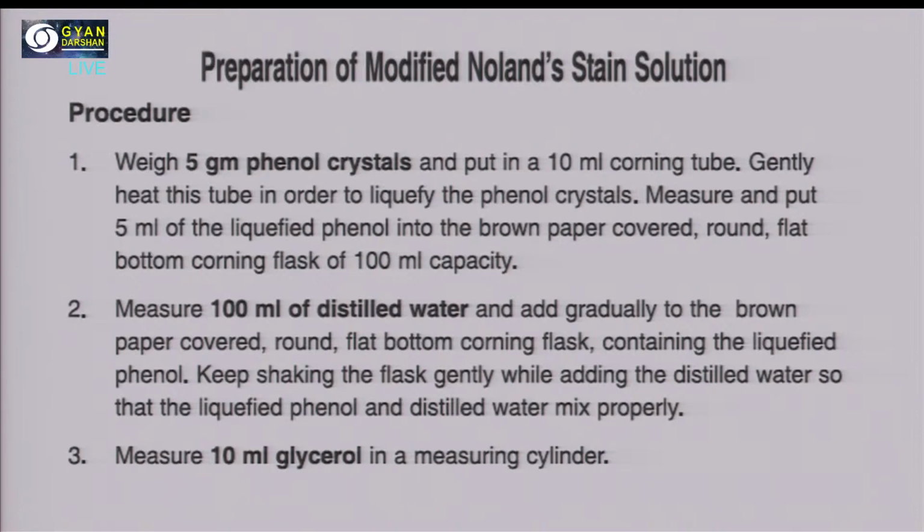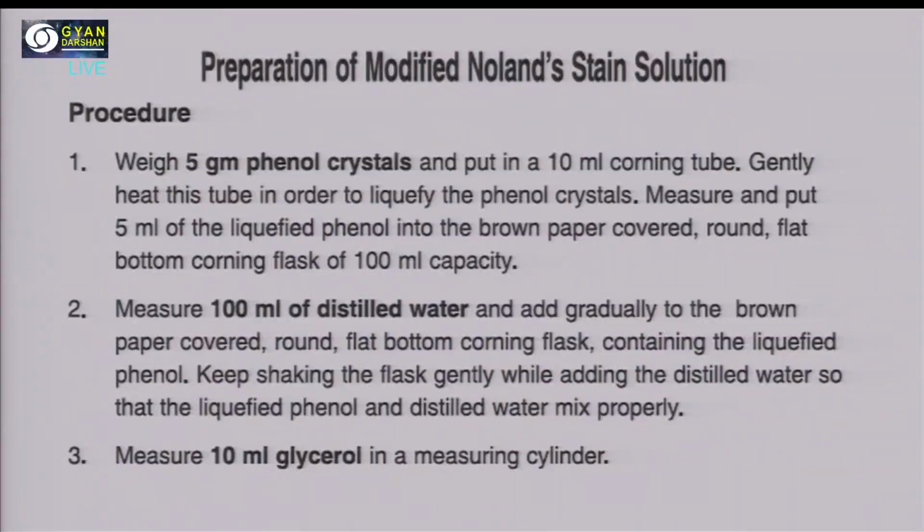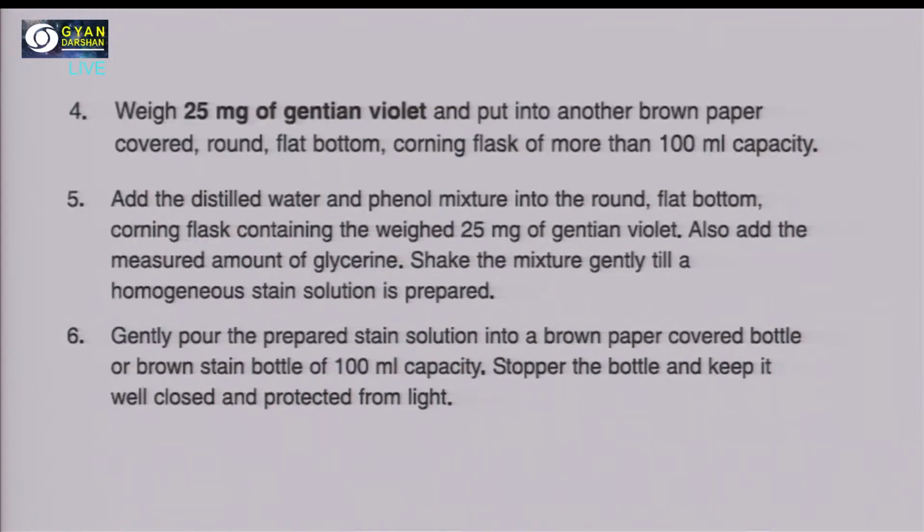Okay, next the staining solution that we are going to prepare is the Noland's stain solution. In this case, you have to take 5 gram of phenol crystals, measure it and take it in a 10 ml Corning tube. Then measure 100 ml of distilled water separately, and also measure 10 ml of glycerol in another measuring cylinder, and then 25 mg of gentian violet. You have to weigh it.